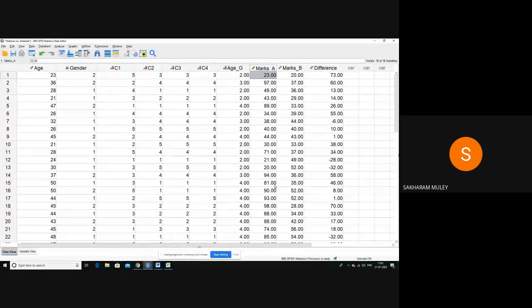Is my screen visible? No. Yes, I'm sharing. Just a minute, I'm sharing the screen. I have an issue. Share your entire screen. Is it visible now? Yes. Okay.